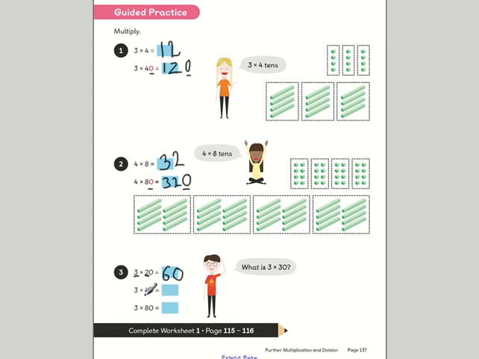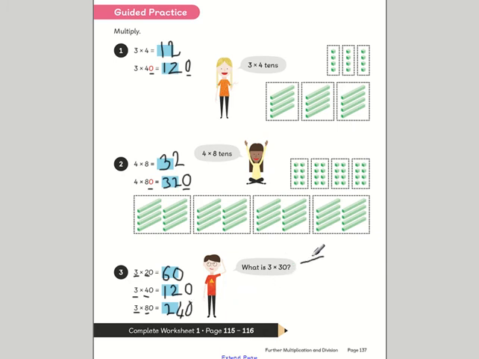Okay. 3 times 40. Well, I can use 3 times 4 to help me. 3 times 4 is 12. If I times it by 10, my answer is 120. 3 times 8. Okay, so I've got 8, 16, 24, but then hold on, I need to times my answer by 10 to make it 240.